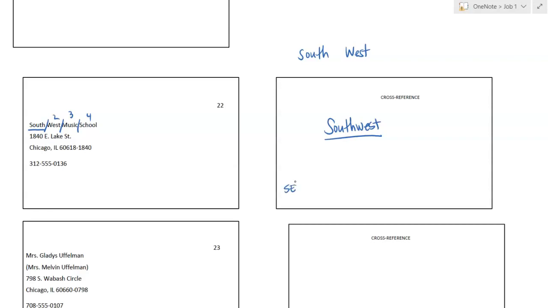So my C notation is going to be C also, because it's a similar name, South space West. And remember that when you have a similar name for a cross-reference, you do a C also cross-reference notation, but you only include the similar part. So again, I'm only including the Southwest. I'm not writing in music school.